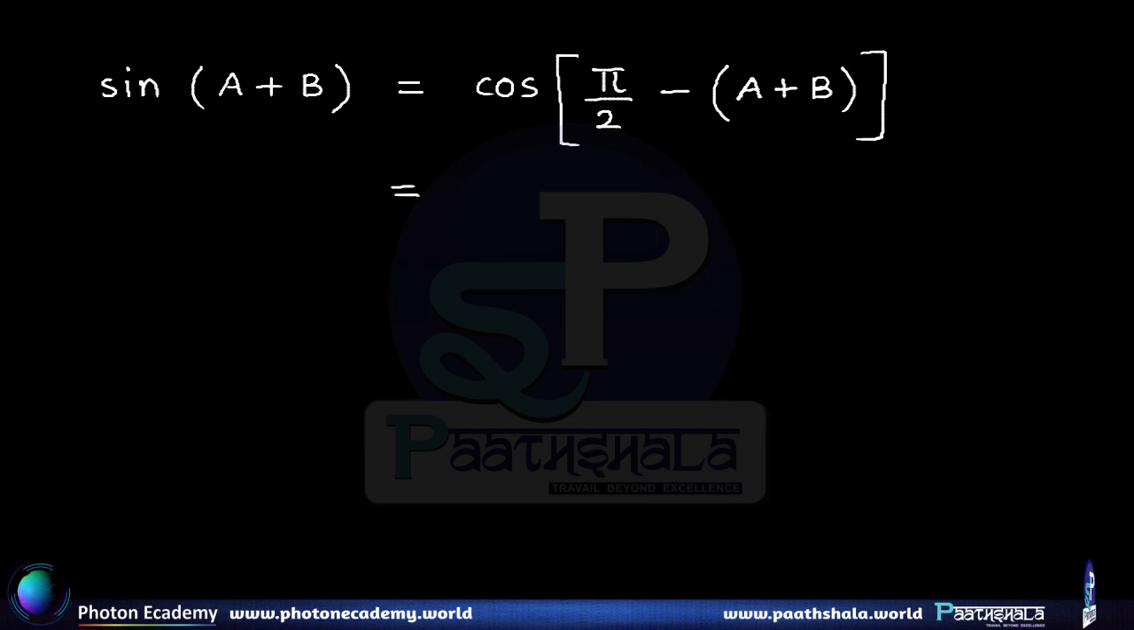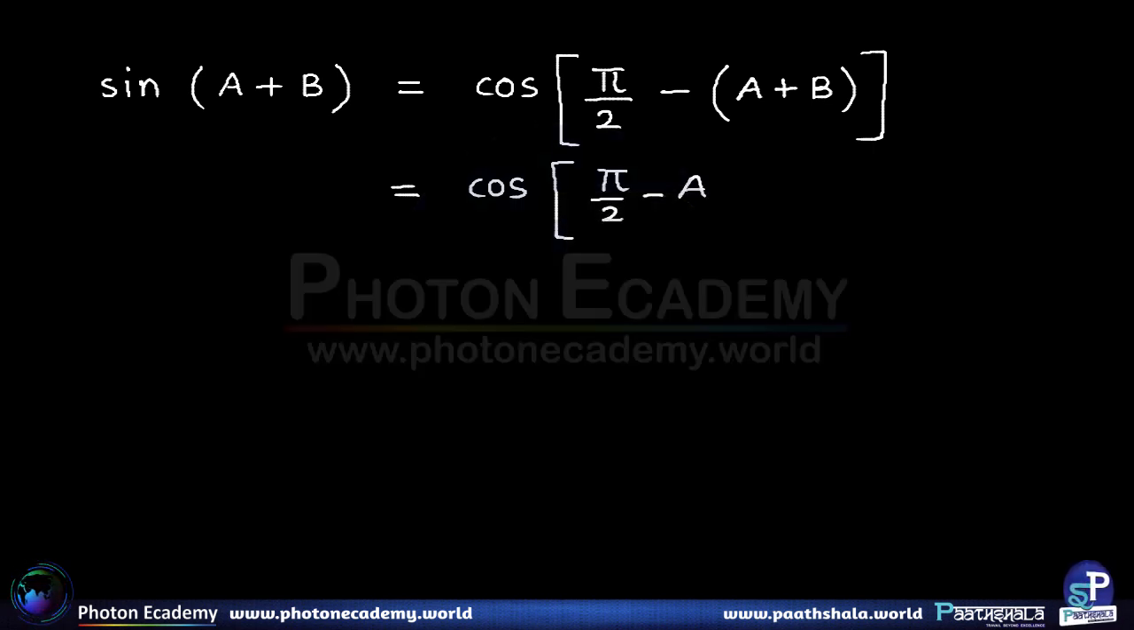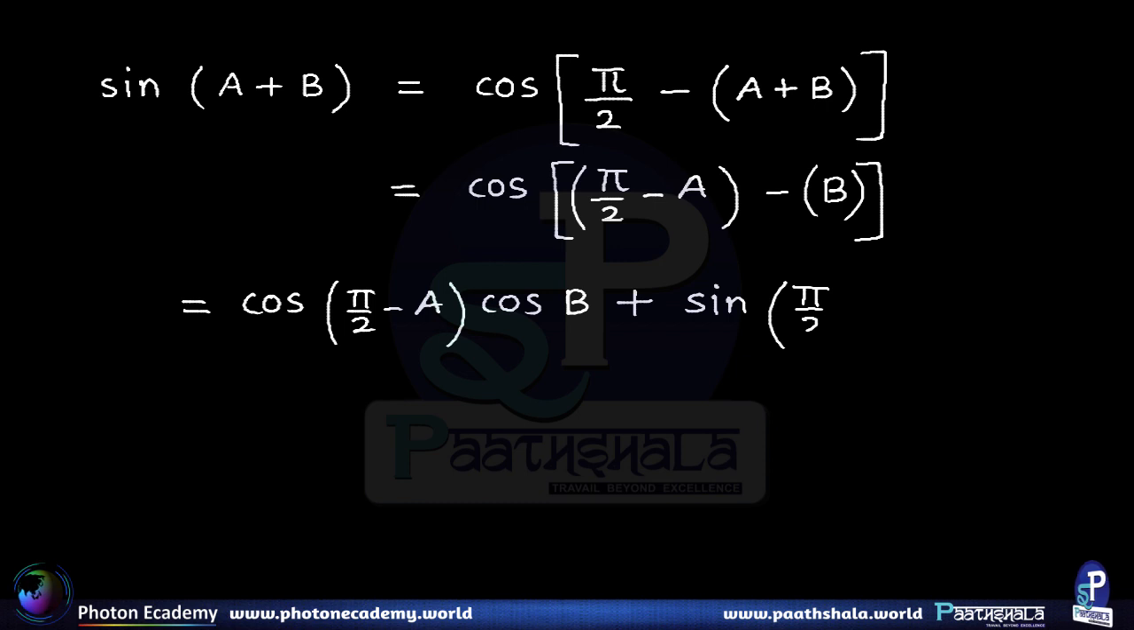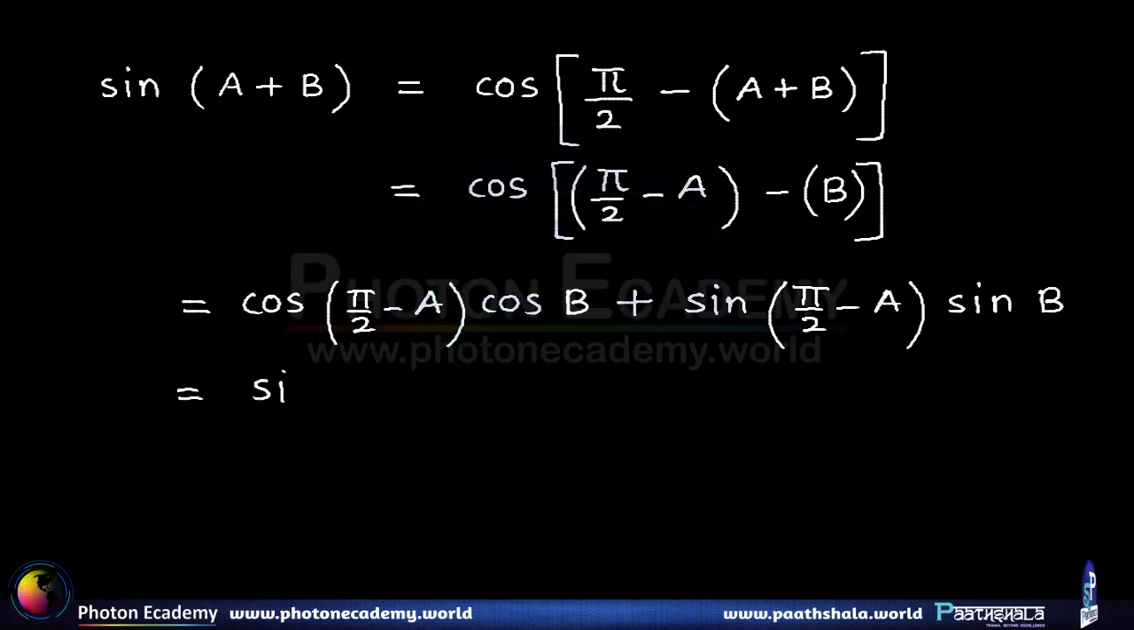Now here we do a little adjustment, that is here we write this as cos of pi by 2 minus a minus b. Now let's see what happens. Now here once again we have cos of subtraction of two angles, so that we can write as cos of pi by 2 minus a cos b plus sine of pi by 2 minus a into sine b. But we know that cos of pi by 2 minus any angle is sine of that angle.